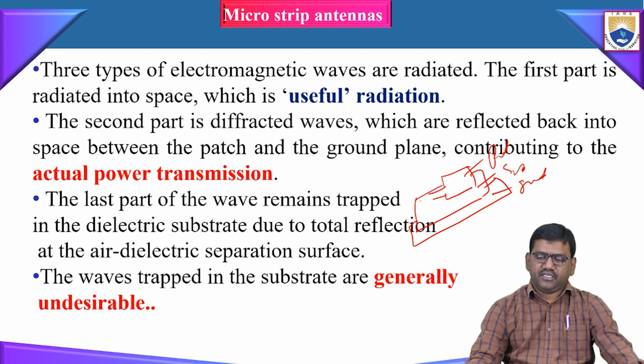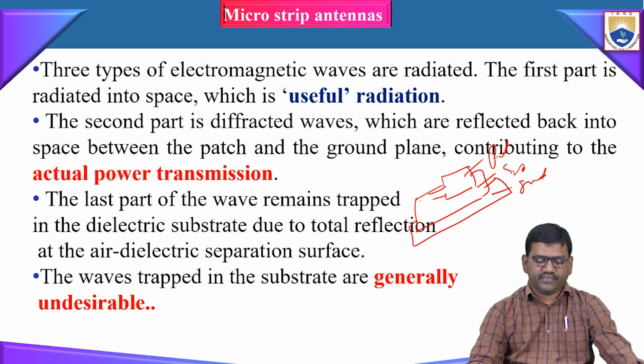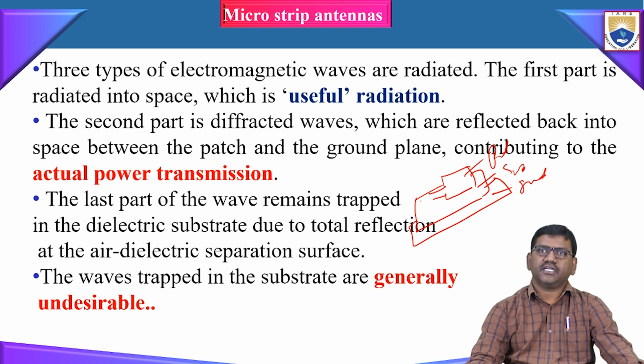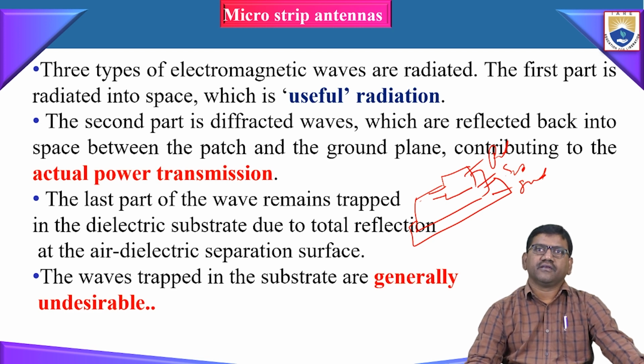The second part is diffracted waves, which are reflected back into space between the patch and the ground plane, contributing to the actual power transmission. The last part of the wave remains trapped in the dielectric substrate due to total internal reflection at the dielectric separation surface. The waves trapped in the substrate are generally undesirable. So here, some amount of radiation comes into the substrate, and these trapped waves are undesirable.